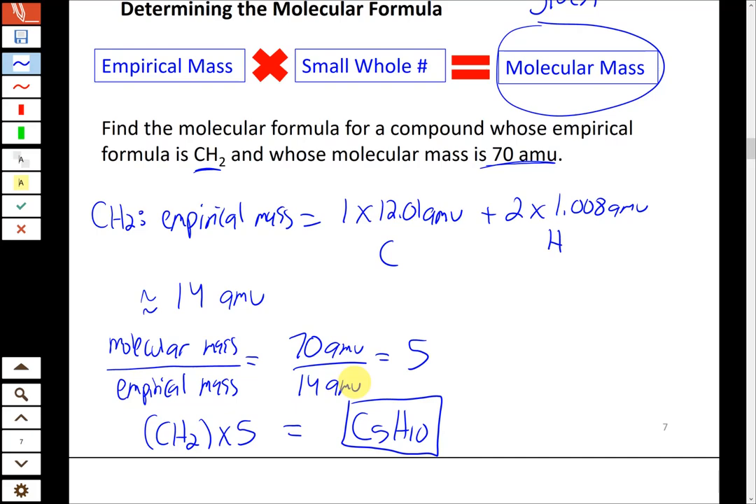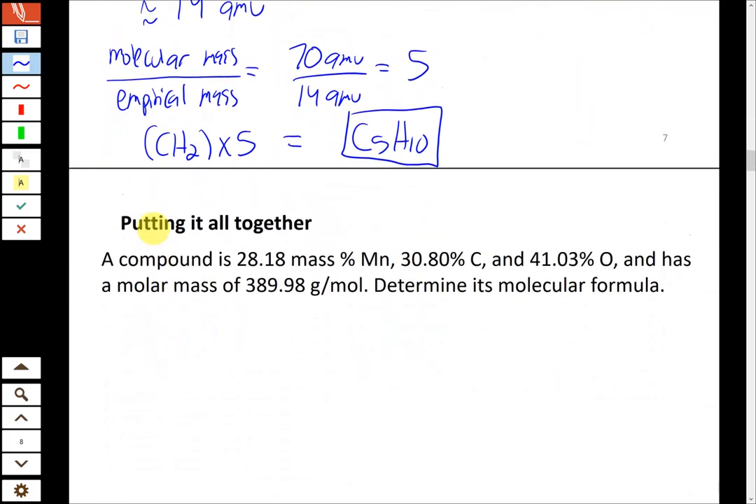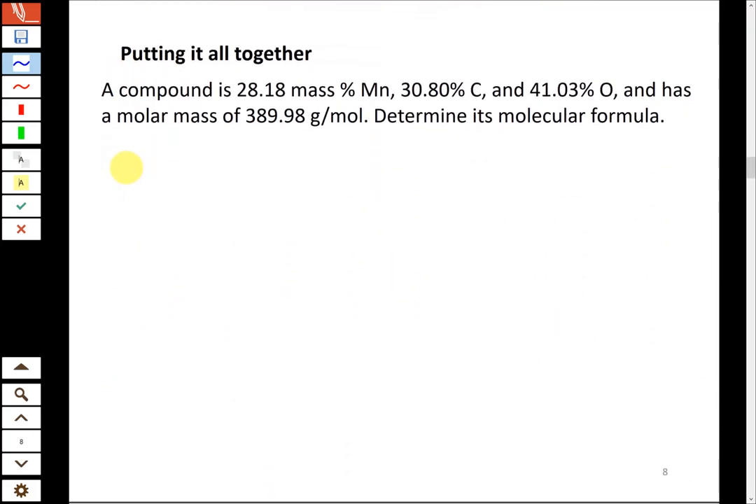So let's put it all together then in one big example problem that combines pretty much everything we've covered so far today. So we have a compound that has 28.18% mass Mn, which is manganese, 30.80% carbon, and 41.03% oxygen, and it has a molar mass of 389.98. Determine its molecular formula. So this is a pretty standard type of problem, where in this case we're not just determining the empirical formula, we're actually going to go to that additional step to get the molecular formula.